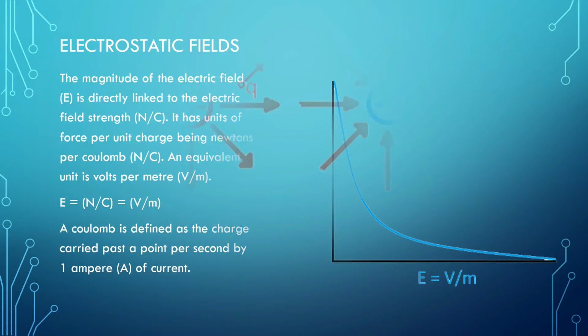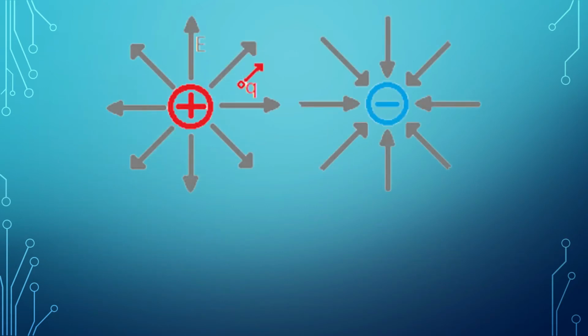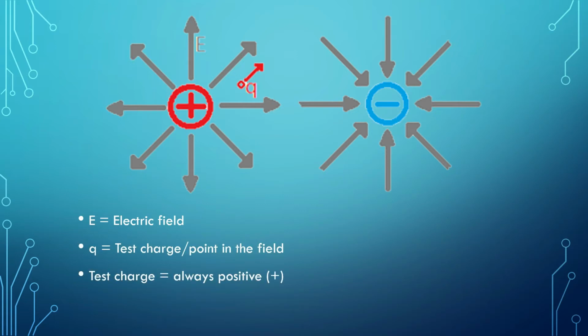What exactly is going on in a field? Well, we can see that we've got lines that go outwards from a positive charge and lines that go inwards from a negative charge. What does this mean? E in this diagram is the electric field. Q is what we call the test charge, or a point in the field, and the test charge is always positive. Now remember what we said before about positive repelling positive and negative repelling negative? Because the test charge is always positive, a positive field will always go outwards.